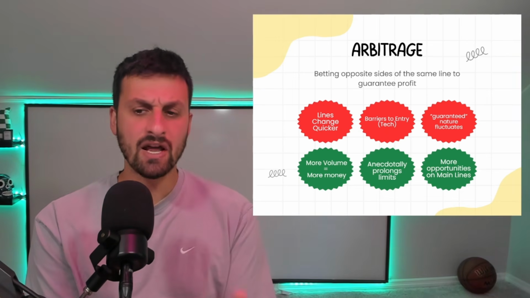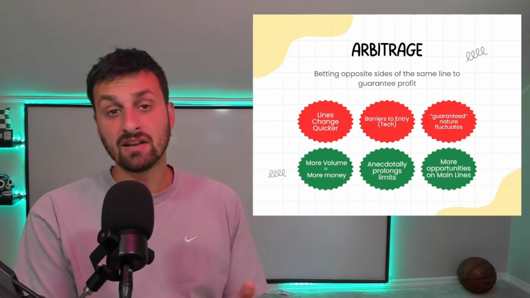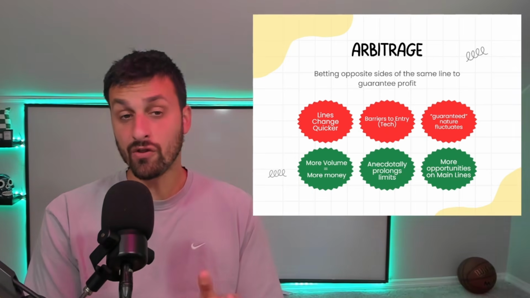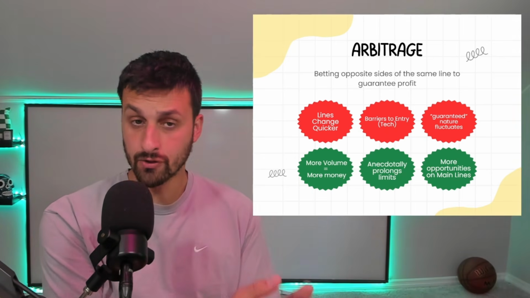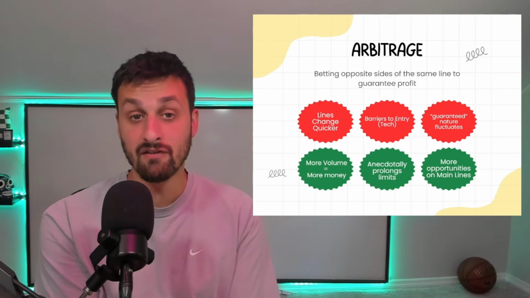And then the final pro kind of combines the first two pros in that there are more opportunities on main lines. Betting on main lines is the best way to avoid limits, and while there's often not a ton of arbitrage opportunities on pre-game main lines, there are often quite a few on live main lines.